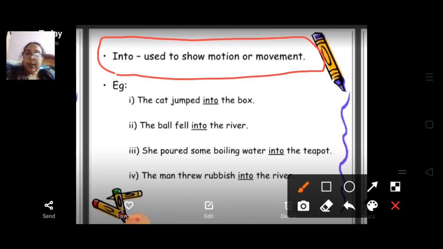I am giving more examples about that. The cat jumped into the box. It means the cat was in motion and jumped inside the box. Now second one, the ball fell into the river. It means the ball was falling into the river with motion. She poured some boiling water into the teapot. It means it is in motion. The man threw rubbish into the river. So into is used to show motion or movement.